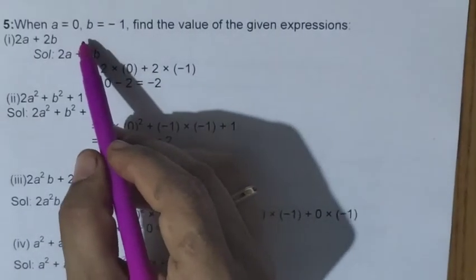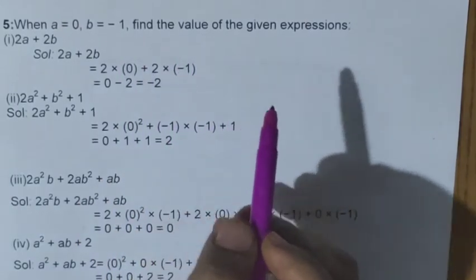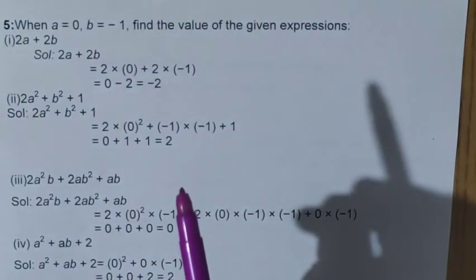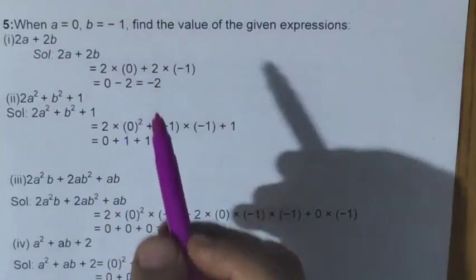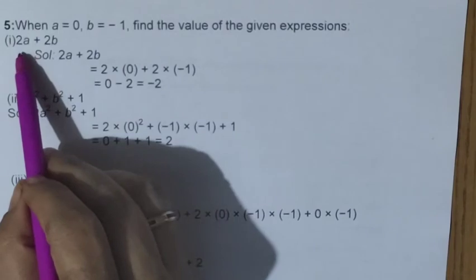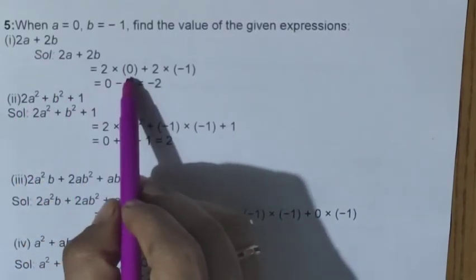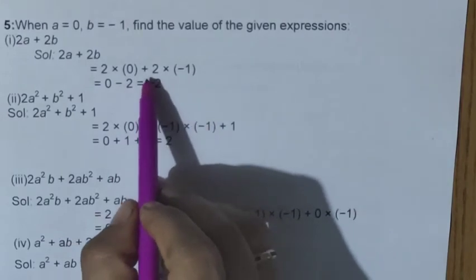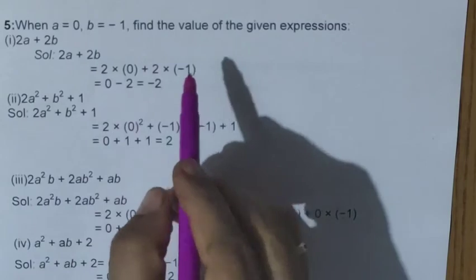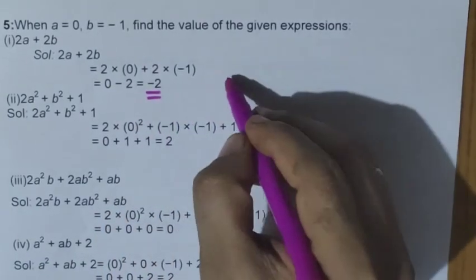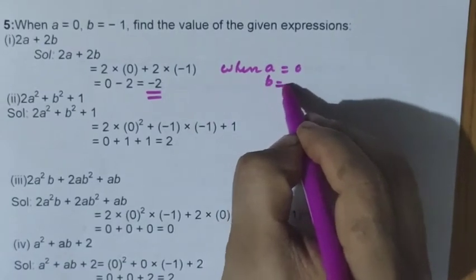Question number 5. When a equal to 0 and b equal to minus 1, find the value. So here also again two variables you can see, the different values they have given. One is a equal to 0, another one b equal to minus 1. What is the question for us? 2a plus 2b. So 2 into 0, because a is 0, b is minus 1. 2 into minus 1. So 0 into anything is 0 only. 0 minus 2, the answer is minus 2. You should add here when a equal to 0 and b equal to minus 1.